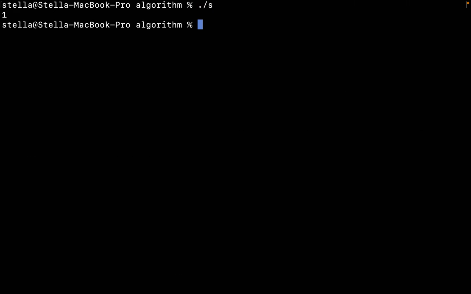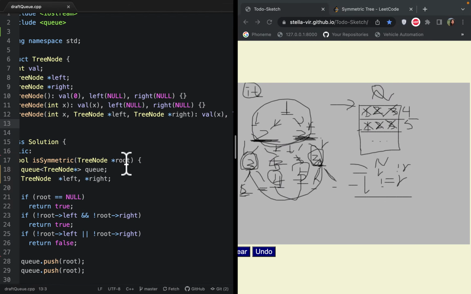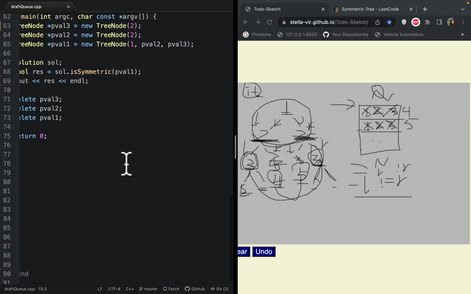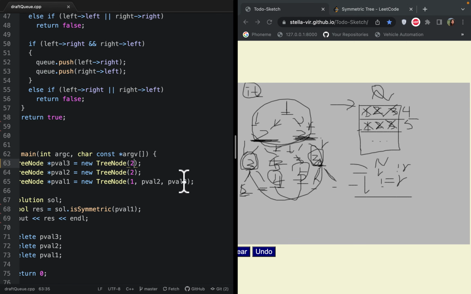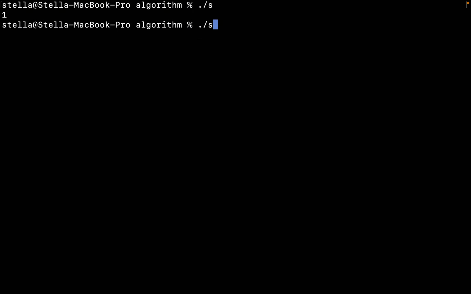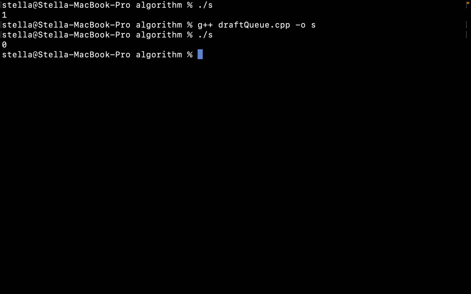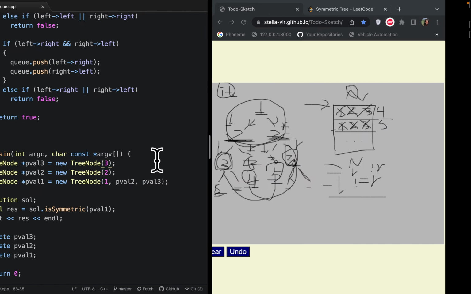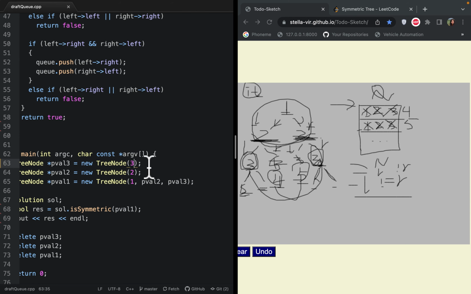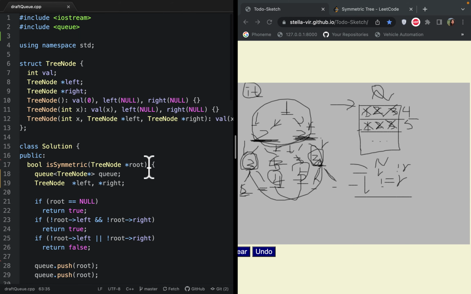And we run this. Yes, because it is symmetric. And if I put the third value to be 3 here, so it's not symmetric, we're expecting false here. Compile again. Exactly, false.